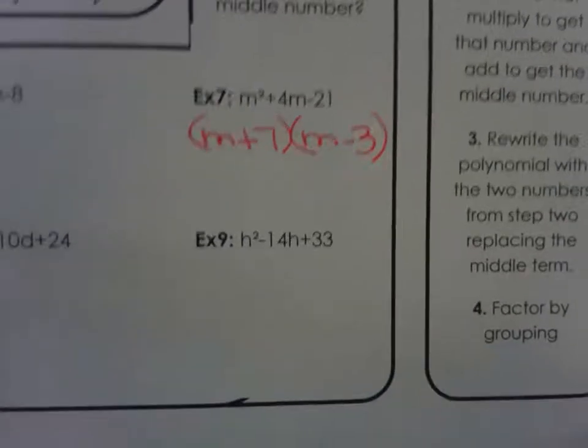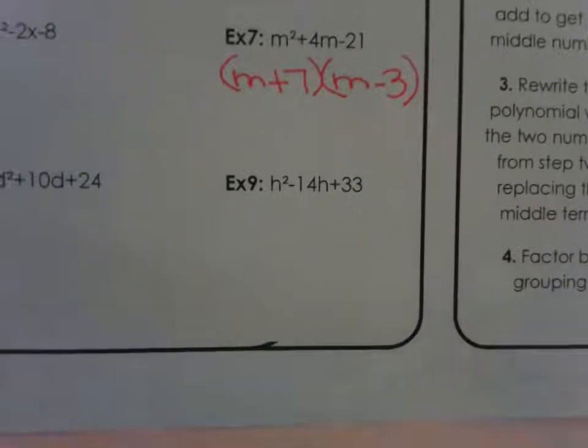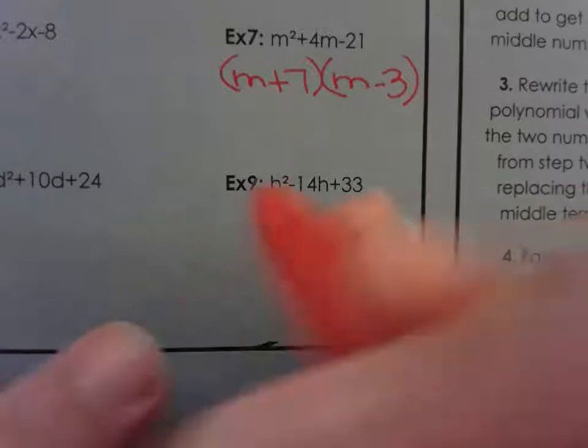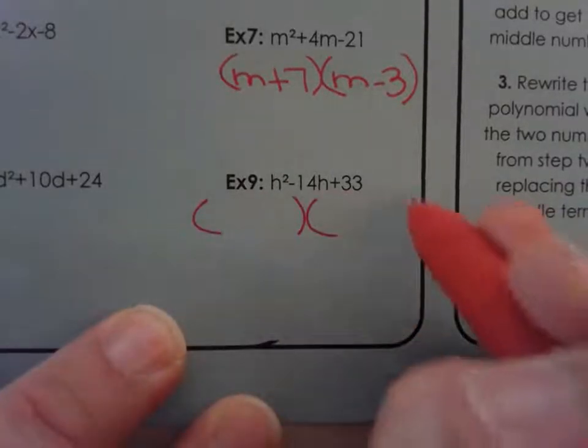Okay, let's look at example 9. H squared minus 14h plus 33. GCF? No. How many terms? 3. 1 in front of h squared. Is h squared alone? Yes. So we can start with my two parentheses, put h's in front.